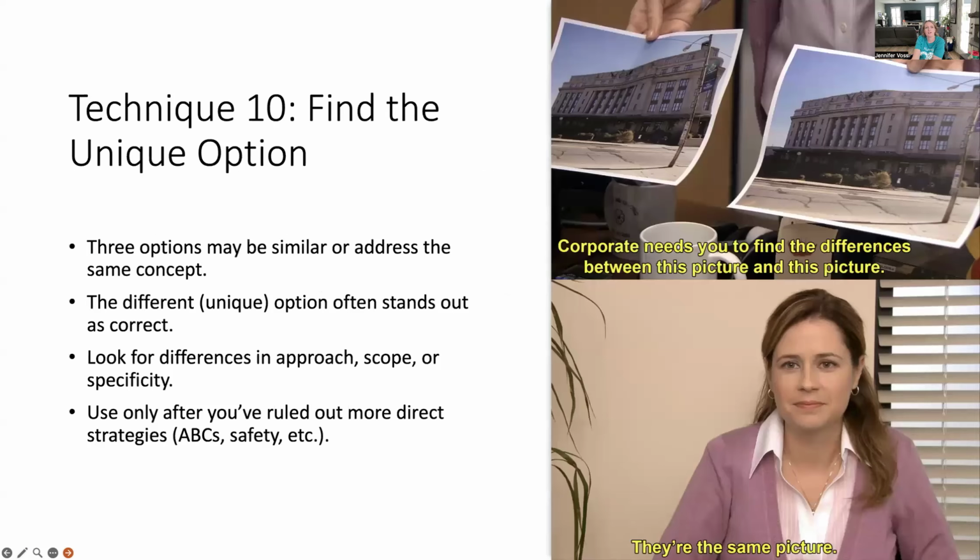All right. So technique number 10, find the unique option. On this one, we might have three options that are similar or address the same concept, and then a different option that's going to stand out. And that one might be correct, right? We're going to use this technique after we've ruled out more direct strategies. So ABC, safety, things like that.